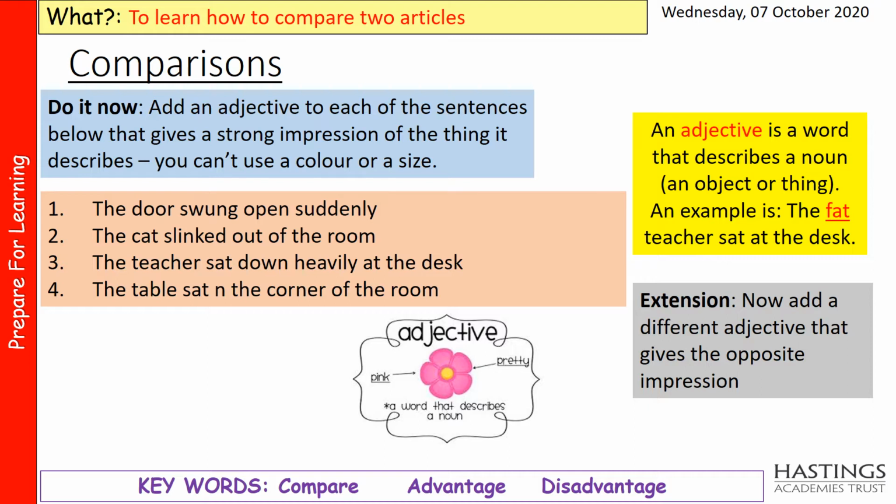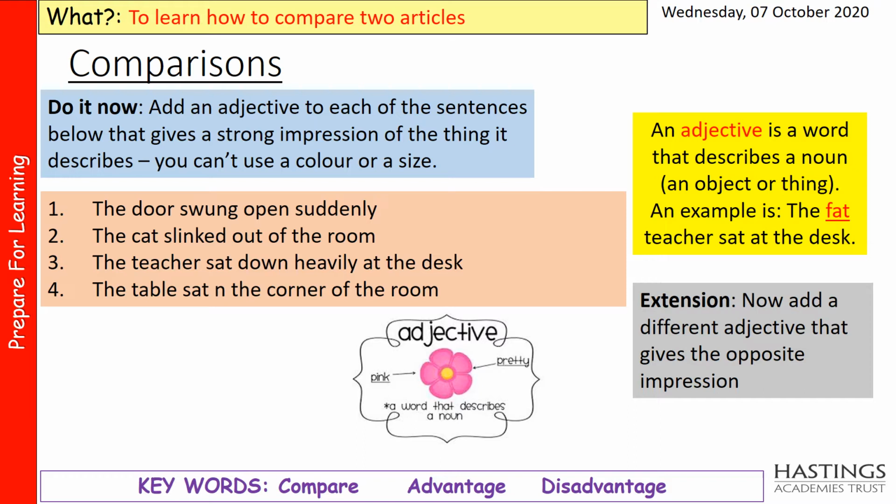So just to start you off, I have a do it now activity for you. There are 4 sentences here, and all I'd like you to do is to add an adjective to each one that gives a strong impression of the thing it describes. So please don't just add a colour or a size.